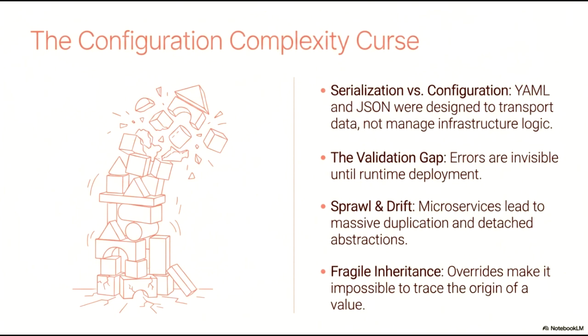Finally, we must contend with fragile inheritance. When systems rely on deep layers of overrides, it becomes nearly impossible to trace the origin of a specific value. This lack of transparency turns simple updates into high-risk operations. As illustrated by the collapsing tower on this slide, when our configuration foundation is this unstable, the entire architectural integrity of the system is at risk.